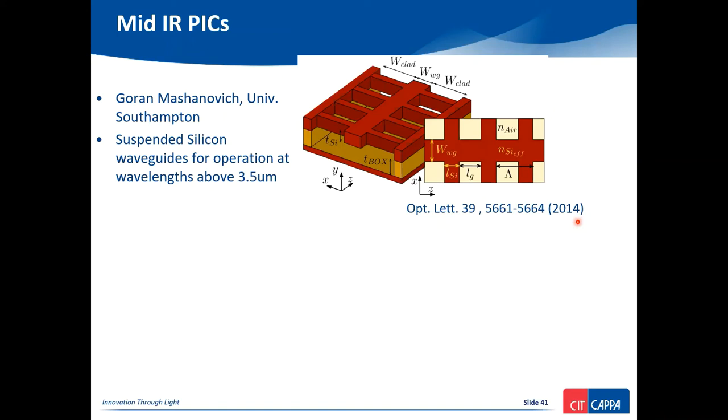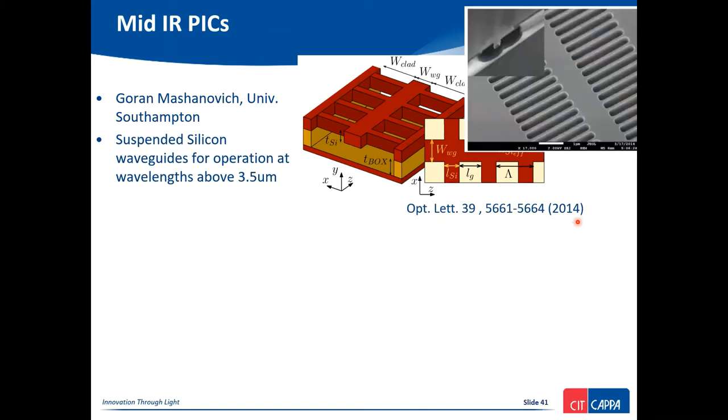Now, let me return to the photonic integrated circuit. The group of Goran Mashanovich at Southampton have been doing quite a lot of work on photonic integrated circuits in the mid-infrared range. Silicon itself is transparent up to a wavelength of about 8 microns. However, silica, one of the materials we widely use in silicon photonics, is not transparent above 3.5 microns. So Goran and his team are developing suspended silicon waveguides of this style to enable low loss photonic integrated circuits.